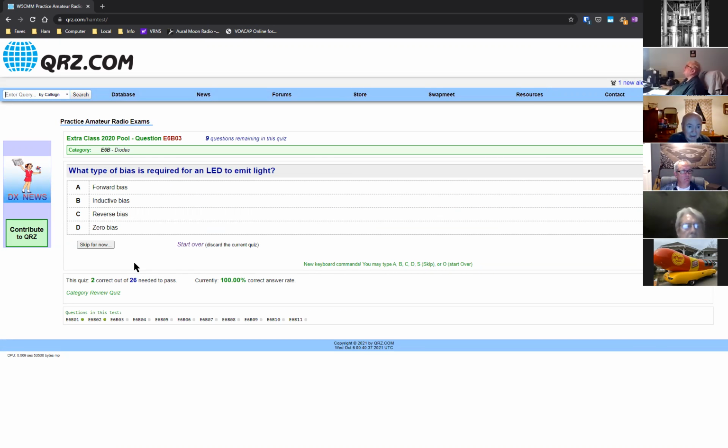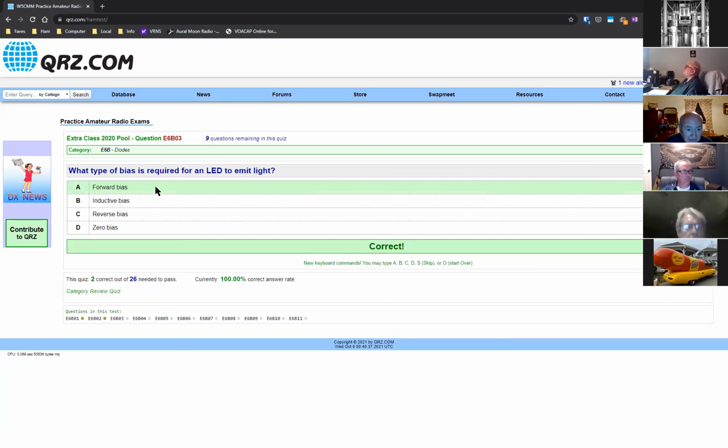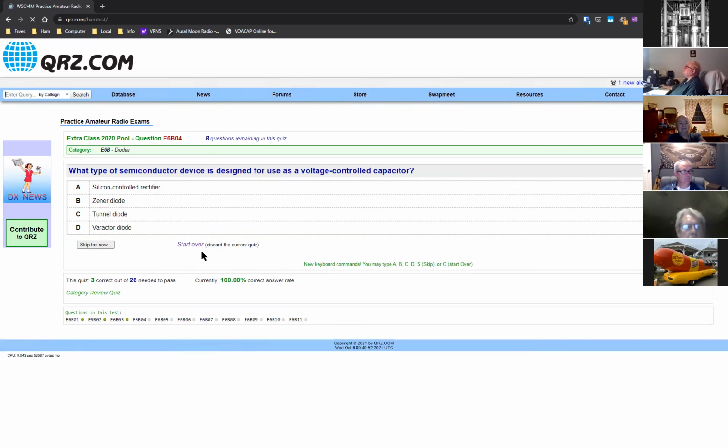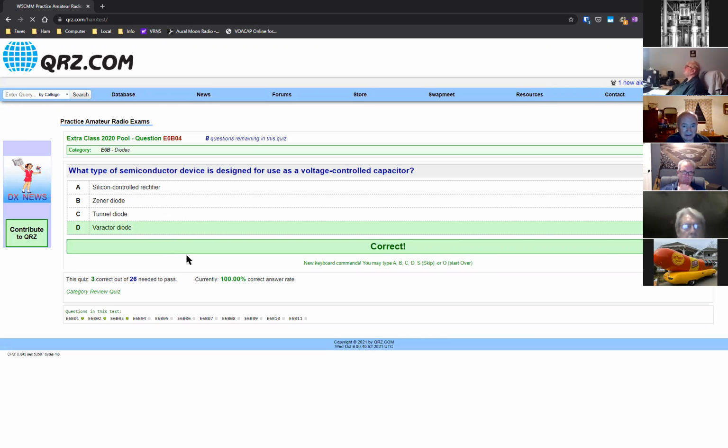What type of bias is required for an LED to emit light? Forward. A. Yeah, a forward bias. What type of semiconductor device is designed for use as a voltage-controlled capacitor? D. B. B or D? D. Delta? Yeah, delta, the third delta.